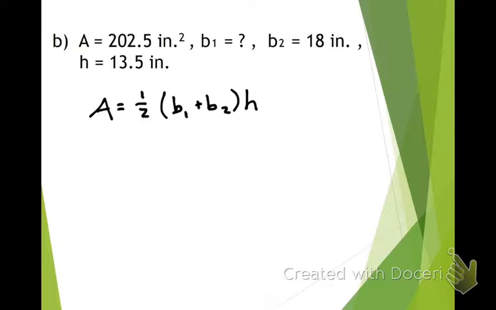Okay, so let's start plugging things in. Ashley, what should I plug in for A? 2 and 2.5. Good job. Now I'm going to bring down my 1/2. Addison, what do I write next? B1 plus 18. Good job. Mason, times h. What's h? Oh, times 13.5.